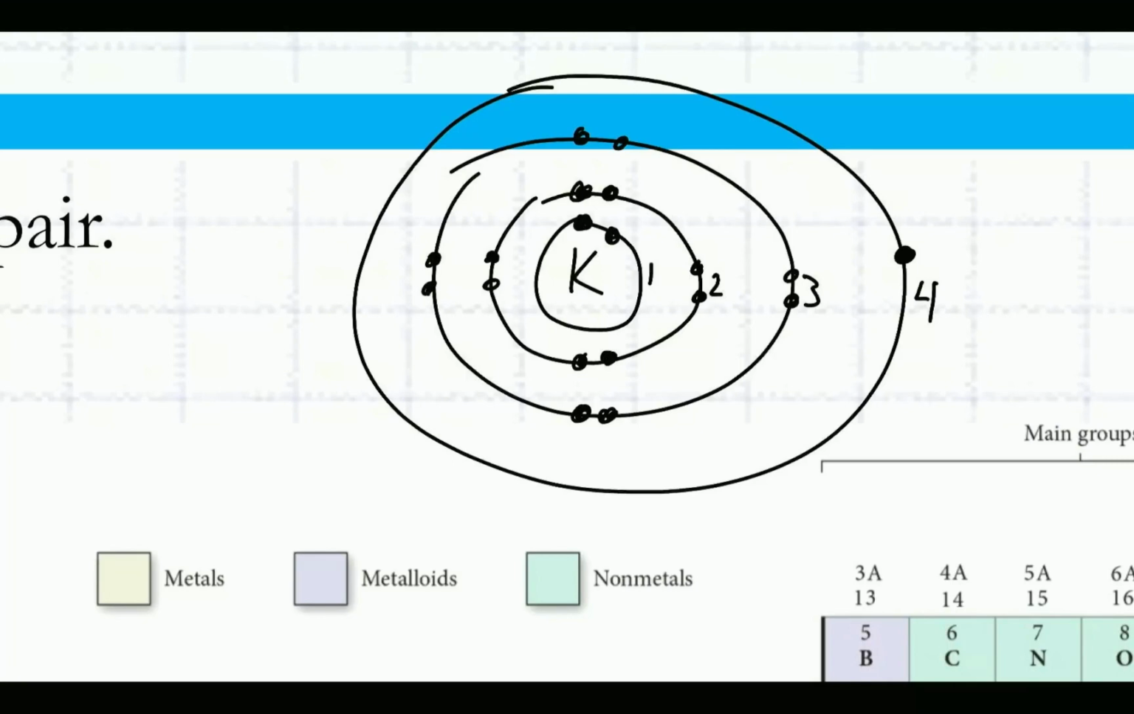All right, so this 1 electron out here is the valence electron. It is being shielded from the nucleus by all of these ones in n equals 1, n equals 2, n equals 3. Right, so a lot of shielding.